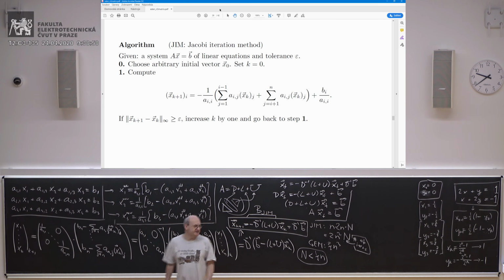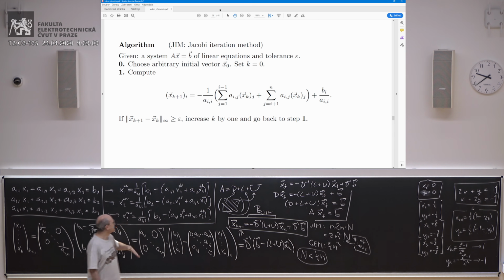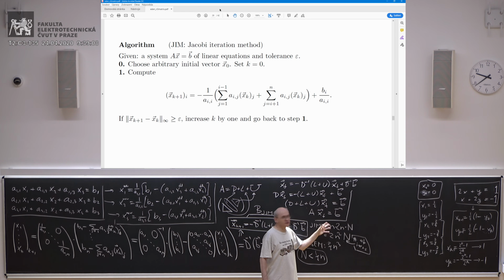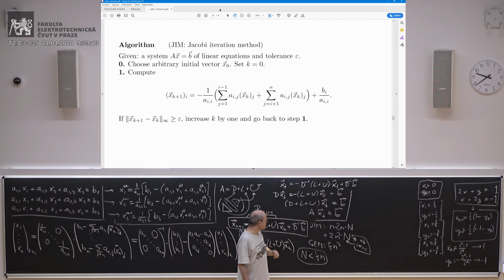In fact, this is even slightly better because, as I said, the implementation of the Jacobi iterative method is easier compared to Gaussian elimination. So the overhead is much smaller. So a good question is how many iterations? And that's a very good question. And we will return to it later. But anyway, here we have some general idea.